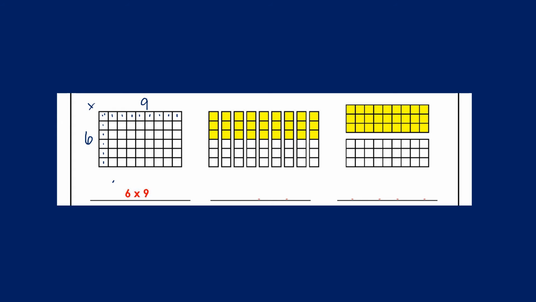Now, in our next array, it is set up vertically, but that shouldn't fool us. We have 3 yellow plus 3 white, and we have 9 groups. So we're going to multiply that by 9. So our expression would be 9 groups of 3 plus 3. So 9 groups times, or 9 times the sum of 3 plus 3.